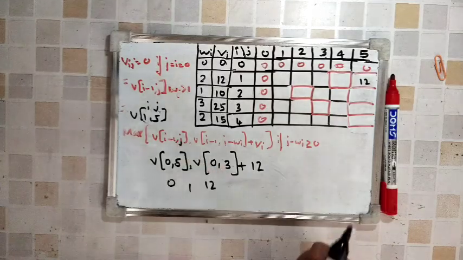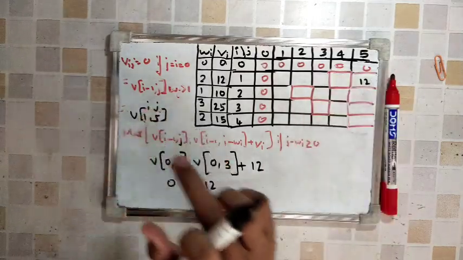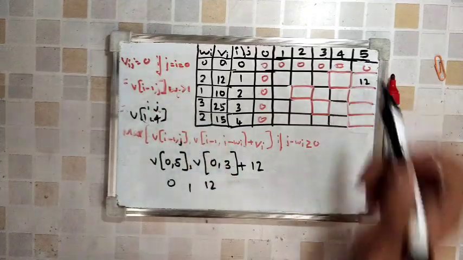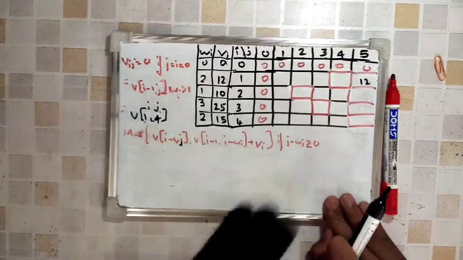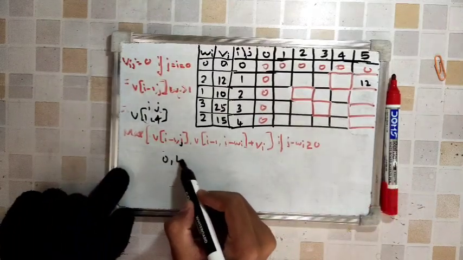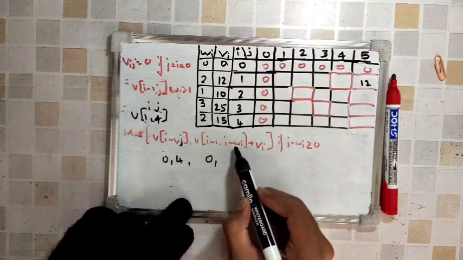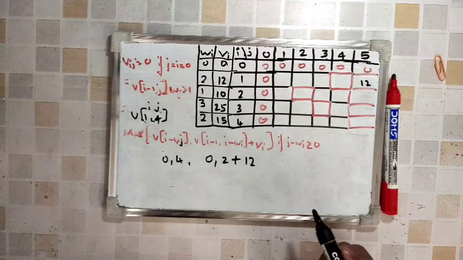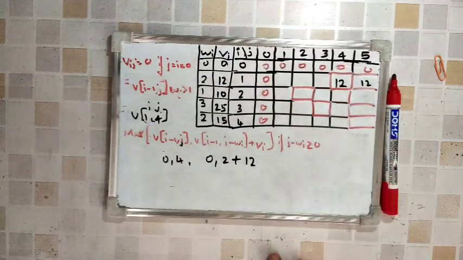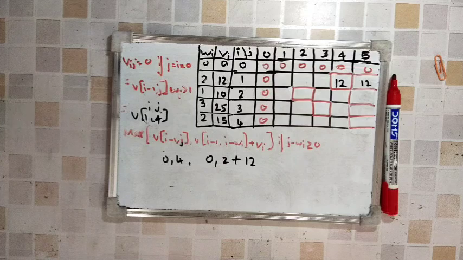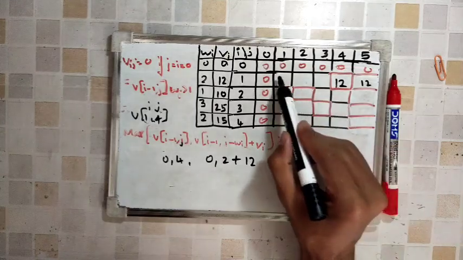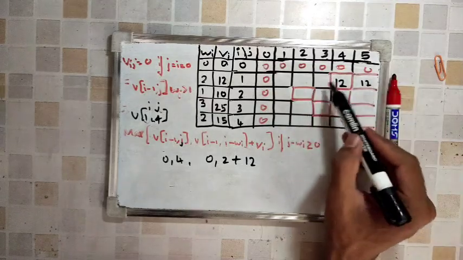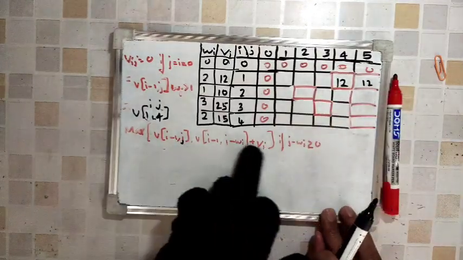Similarly, I'll now try to find 1 comma 4. So my j is now 4 here, 1 comma 4. If I have to find 1 comma 4, the same way, 0 comma 4, j minus wi here, that is 2, plus 12, so this also becomes 12. Similarly, I can say that all the places over here will be 12 itself. So then next, what are the red boxes?